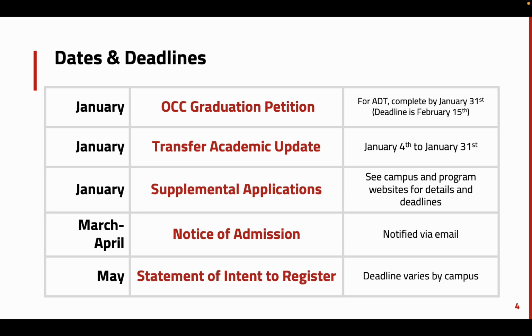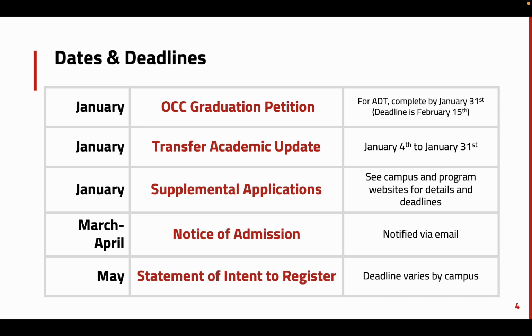First, important dates and deadlines. In the month of January, you should be completing your OCC graduation petition. For students who are completing an associate degree for transfer, this is an extremely important step for your Cal State application. So we recommend getting it done by January 31st. However, the deadline is February 15th. The OCC graduation petition is completed and posted on the OCC graduation website.